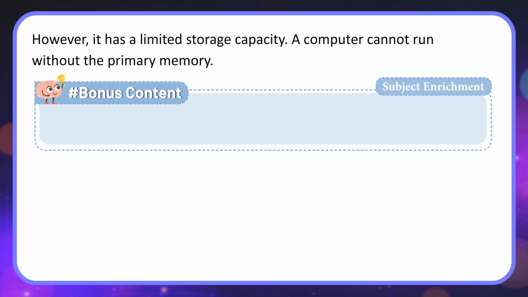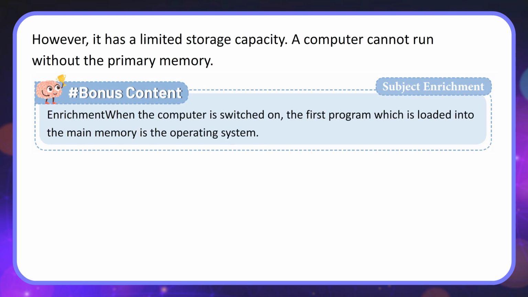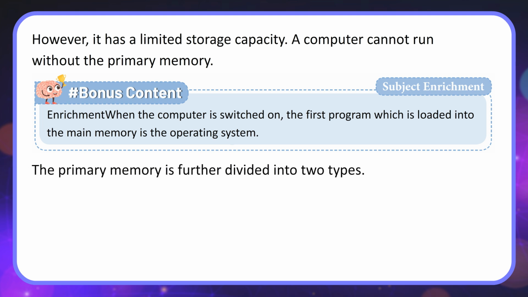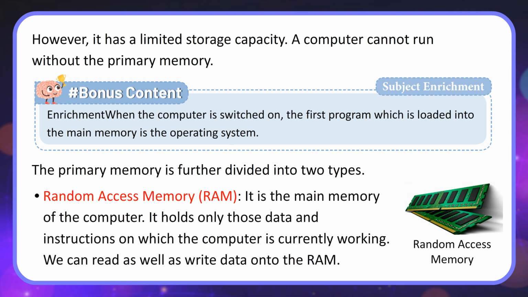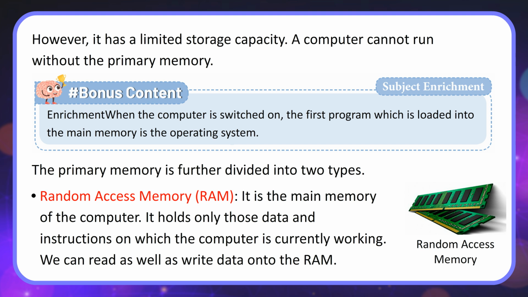Bonus content, subject enrichment. When the computer is switched on, the first program which is loaded into the main memory is the operating system. The primary memory is further divided into two types. Random access memory, RAM, memory of the computer.